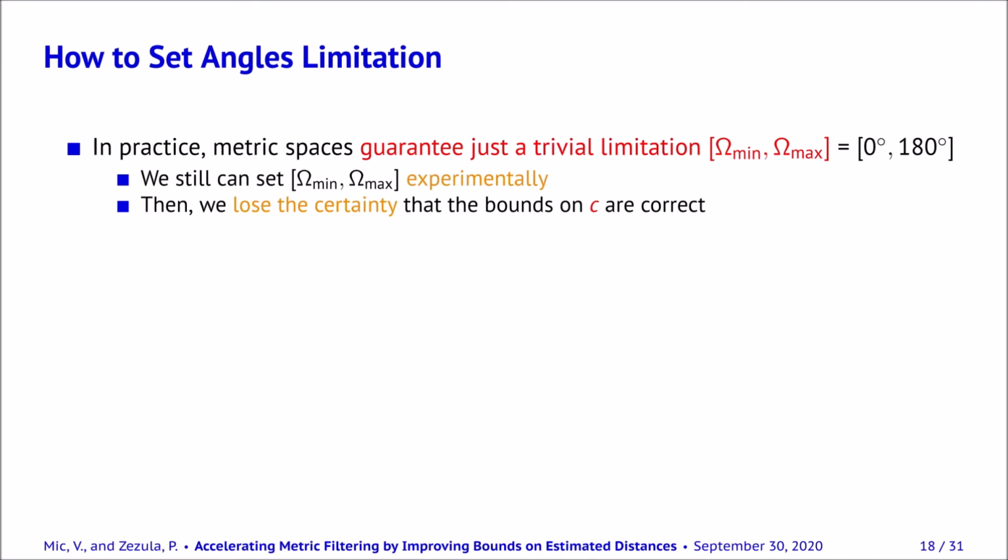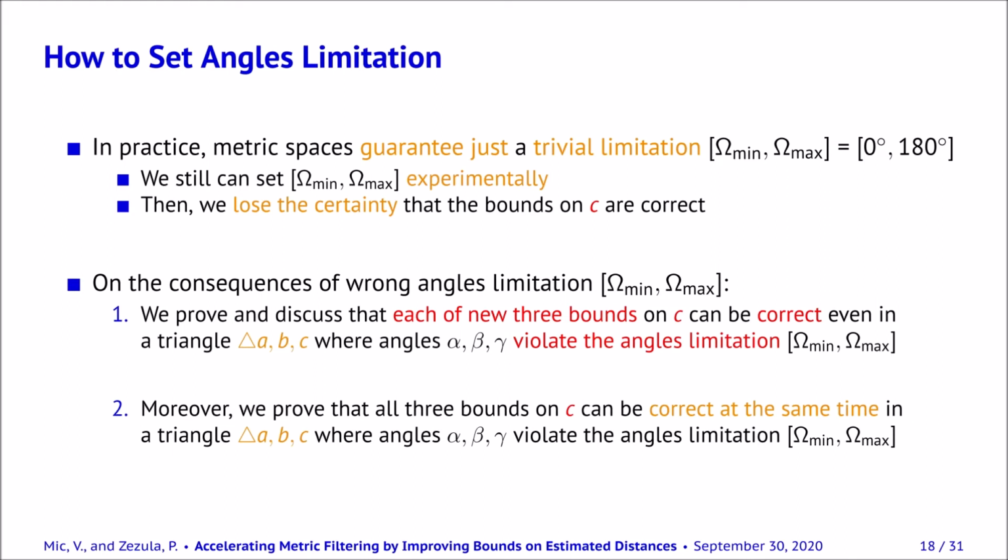Let's move towards real-life usage. Metric space similarity models usually do not guarantee angles limitation omega min, omega max beyond trivial values 0 and 180 degrees. However, we can still set the angles limitation experimentally using data sampling. Then we are losing the certainty that the newly derived bounds on C are correct. We dedicate a whole section of the article to clarify the consequences of the imprecise angles limitation omega min, omega max. We prove that all newly derived bounds on C can be correct even in a triangle that violates the angles limitation omega min, omega max. Moreover, we prove that all three bounds on C can be correct at the same time, even in such triangle.